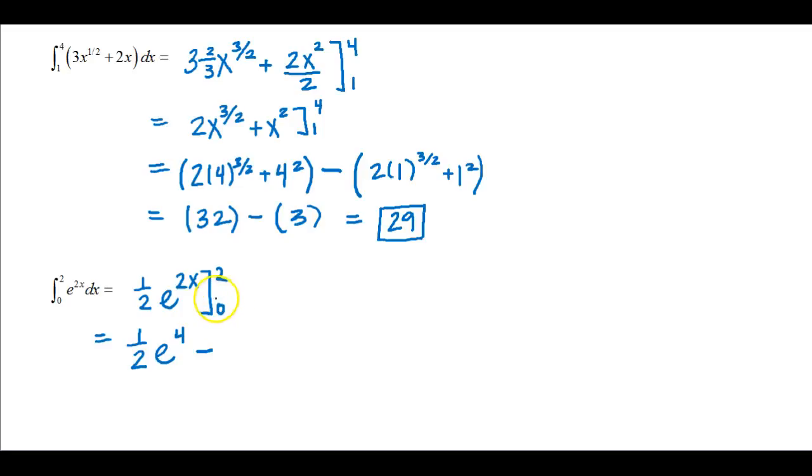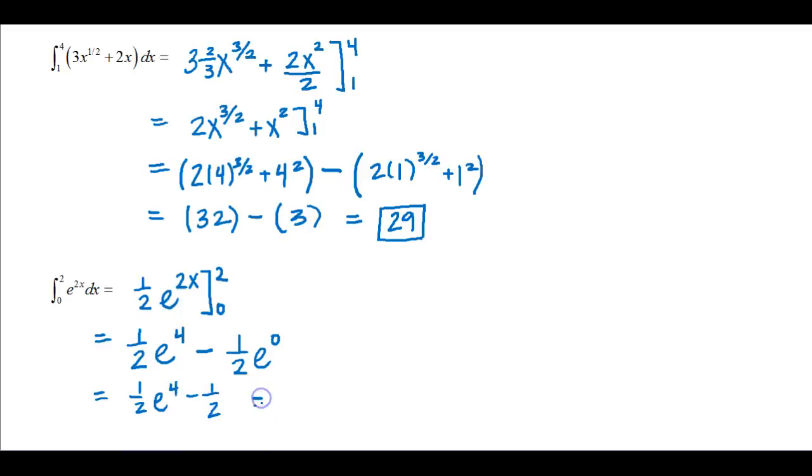Now, a lot of people get in the habit of seeing a 0 and thinking, oh, if I plug in a 0, it's just going to make everything go away, so I don't even have to worry about this part. But you have to be careful. An exponential function raised to the 0 power, or any number raised to a 0, gives me 1. So this would be 1/2 e to the 0, but this is not 0, e to the 0 is 1. So it's going to be 1/2 e to the 4th minus 1/2.